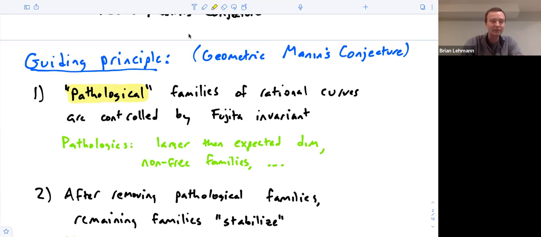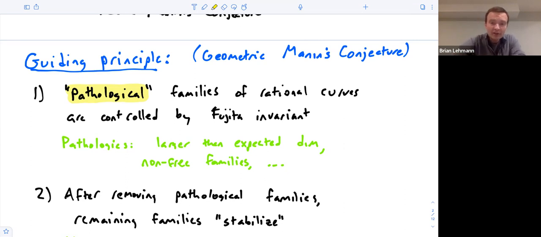It's just a principle. We don't need to be precise. But the types of pathologies we might want to consider would be, for example, families which have larger than the expected dimension, or maybe families which fail to be free. Or other options. That's not a complete list, but it's families which are unusual in some way.